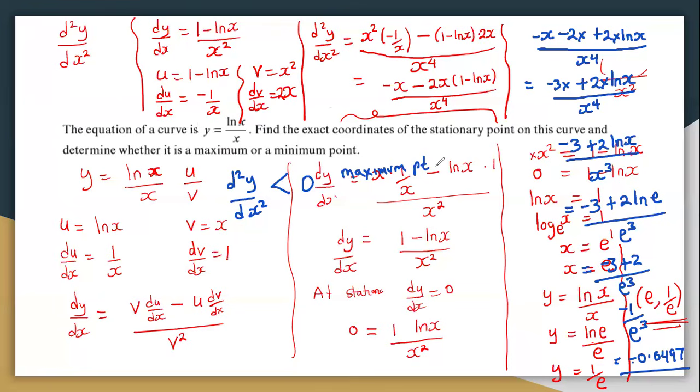So what could be your conclusion now? That our stationary point is a maximum point. Very good. Okay, thank you. Thank you, teacher Collins. Okay. So, anyone with a question on that?